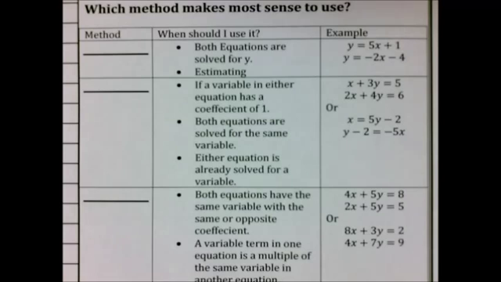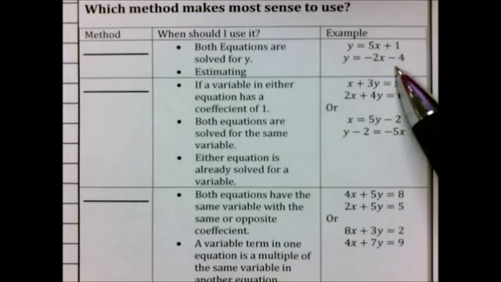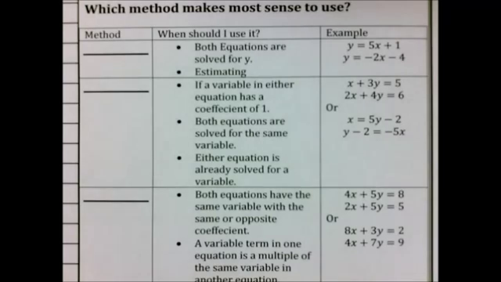The first method we're going to talk about is graphing. You should use graphing if both equations are already solved for y. When you have two equations already solved for y, it's easy to plug that information into a graph because it's already in slope-intercept form. An example might be y equals 5x plus 1 and y equals negative 2x minus 4. If you graph those real quick, you'll see how they intersect each other. Another time you might use it is if you're estimating.